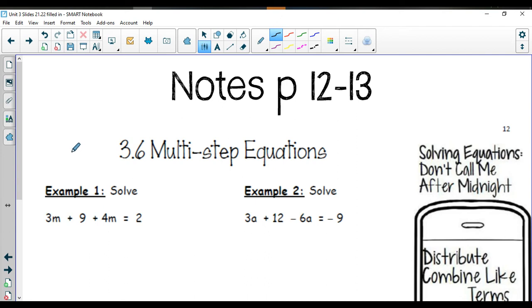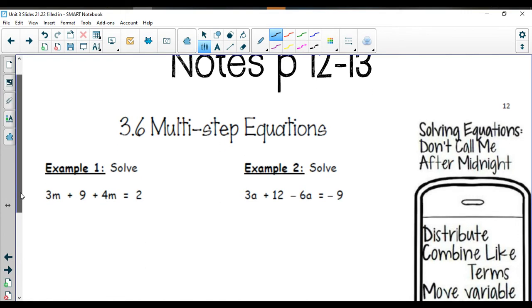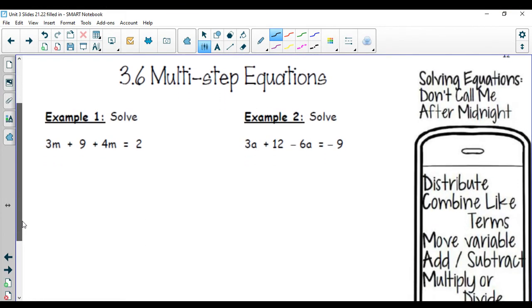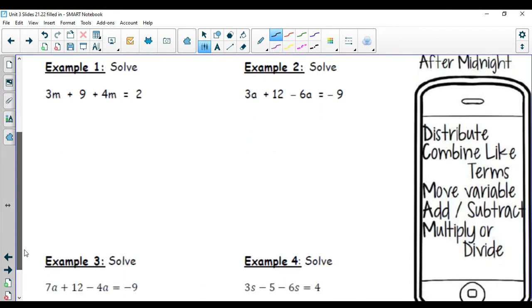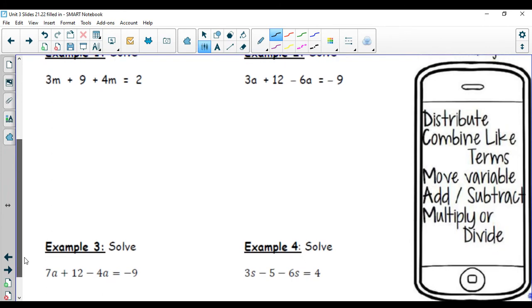Lesson 3.6 is called multi-step equations. This is in your notes packet on pages 12 and 13. So for multi-step equations, we're going to go back to this "don't call me after midnight" little phone that we have here. And when we have multi-step equations, what we're going to see today is either a distribute step or a combine like terms step.